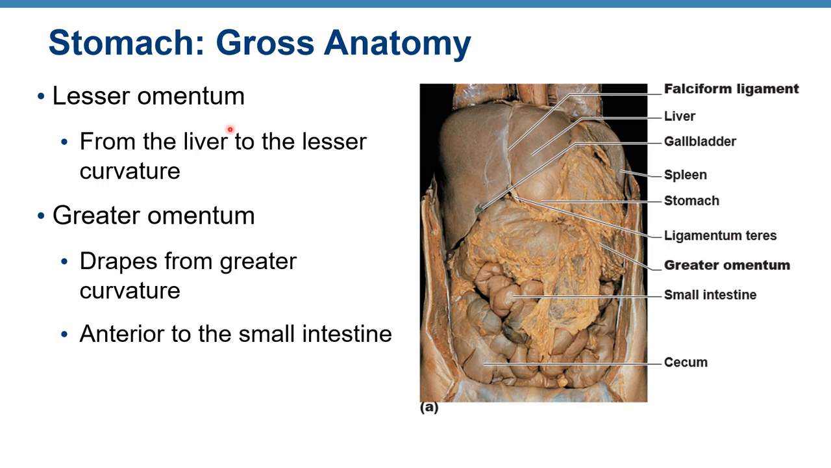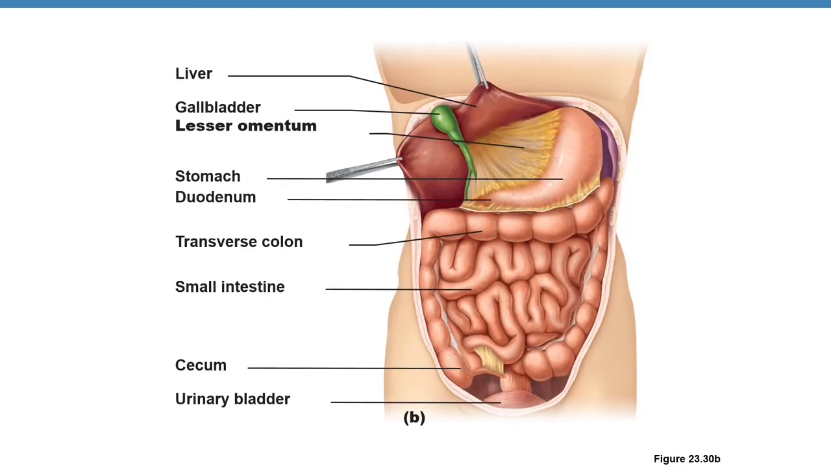So, lesser omentum and greater omentum. The lesser omentum goes from the liver to the lesser curvature of the stomach, and the greater omentum drapes down from the greater curvature and covers all the small intestine over here. So it's anterior to the small intestine. Here's the liver, here's the stomach, and this peritoneum over here is the greater omentum. Over here you can see the lesser omentum that connects the stomach and liver. And here's the greater omentum that was removed in this diagram.